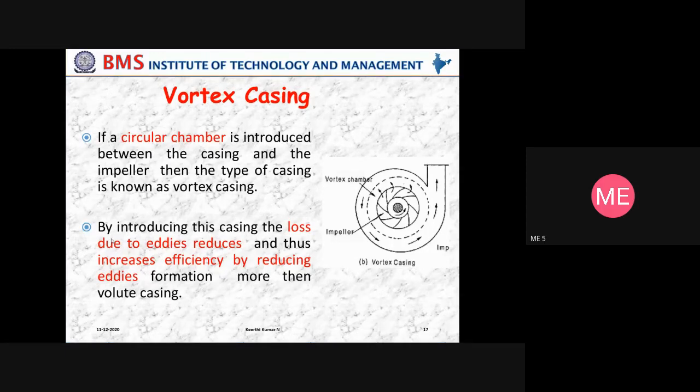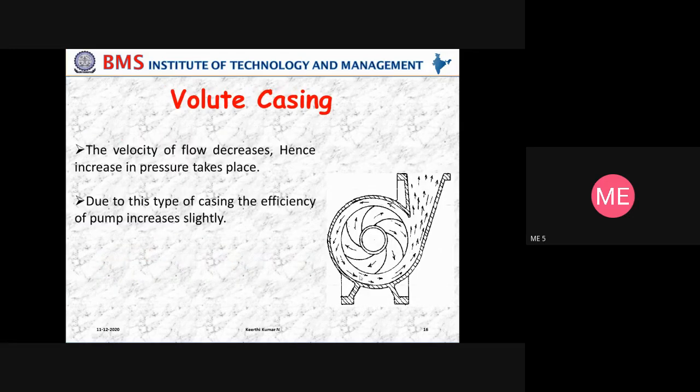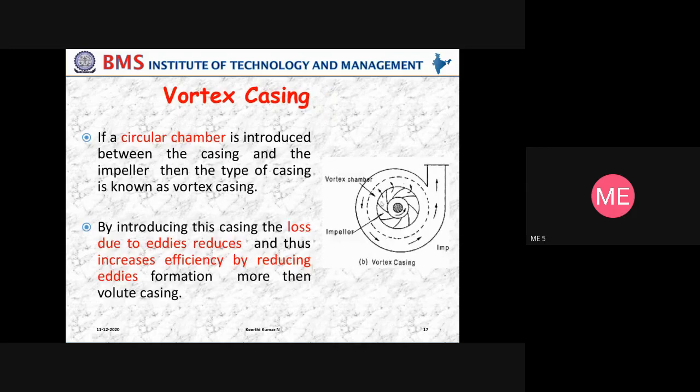By introducing this casing, the losses due to eddies reduce and thus efficiency is increased, compared to the eddy formation in the volute casing. Here there is no ring, so whatever water is entering will directly enter the casing, so there may be a chance of formation of eddies. But here, because of this ring, eddy formation will be reduced, so efficiency is more.